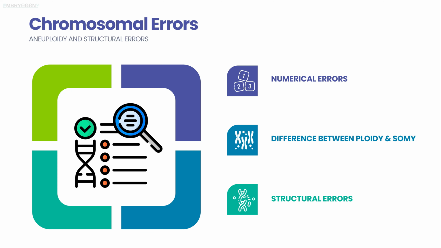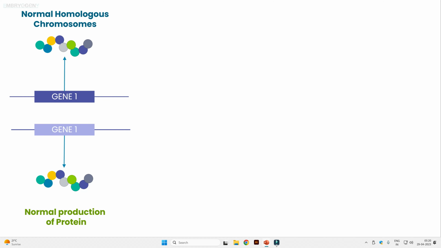This brings us to the chromosomal errors. Now is the time to look deep into the numerical and structural errors and the difference between ploidy and somy. Before we move to the classification of chromosomal errors, it is important to note one concept which we actually covered in our previous lecture. We saw that chromosomes contain genes and genes code for proteins. So if we have a missing gene or extra chromosome, the dosage of the protein changes.